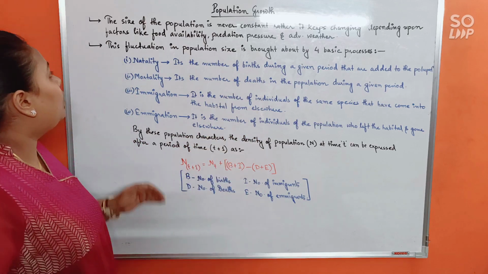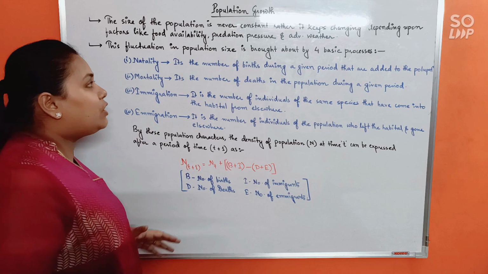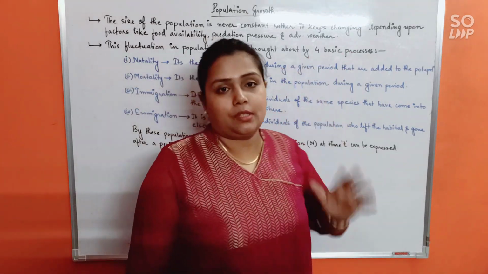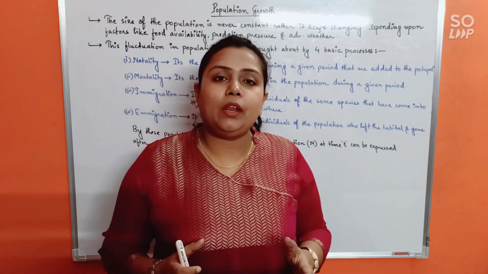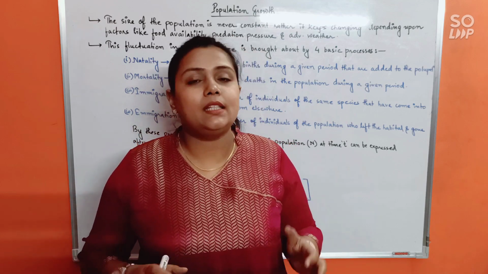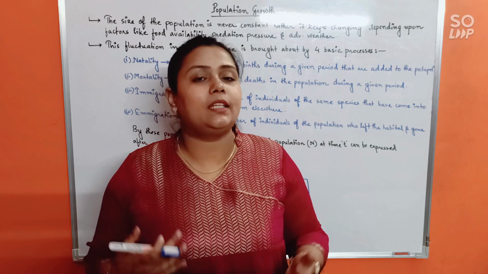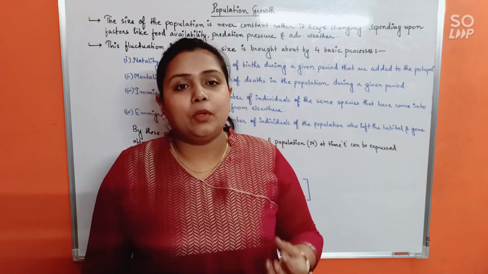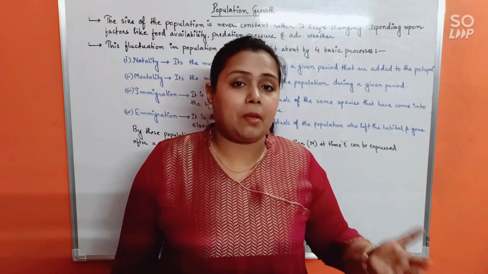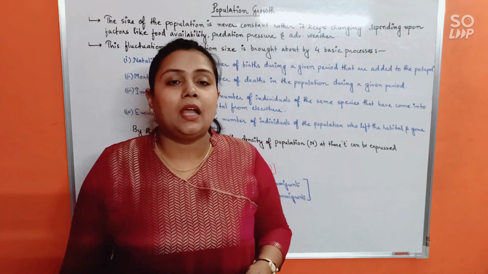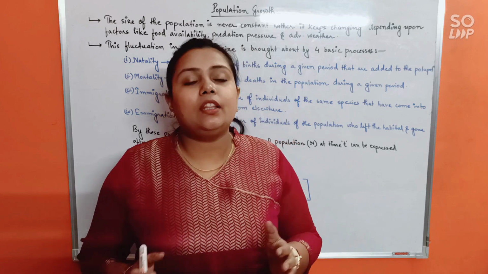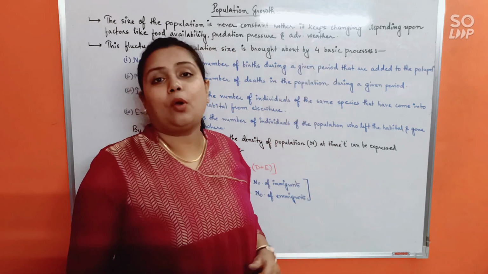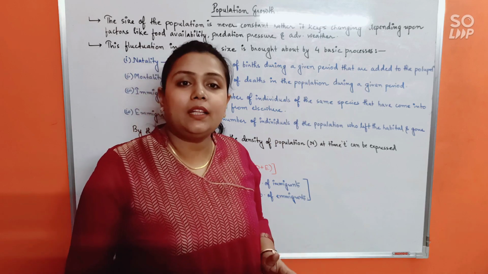Now this fluctuation in the population size is brought about or controlled by four basic processes. Because the population size is never constant, in one way or the other it keeps on getting affected. Sometimes the population size may increase or expand, or it might decline as well. This expansion or decline is under the control of four basic processes. So what are they?